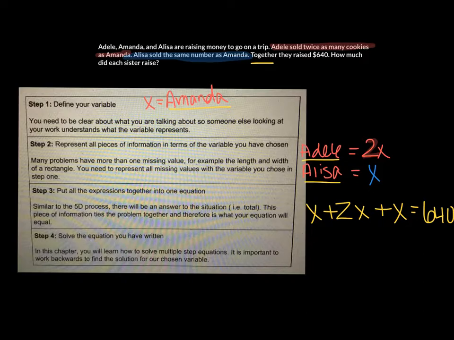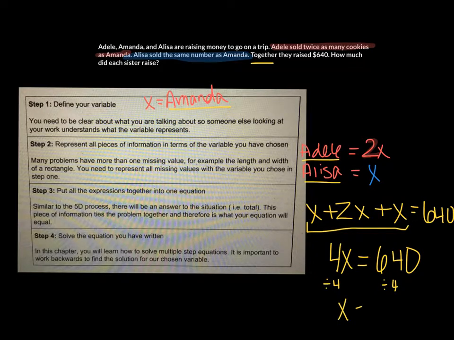Now I'm all the way up to step 4. I just have to solve the equation I wrote. This one is nice and simple. We just have to add up all our X's here. So we have X plus 2X plus another X, which gets us 4X, which still equals 640. Nice little one step. You just need to divide by 4. When you divide by 4, you're going to get X is equal to 160.